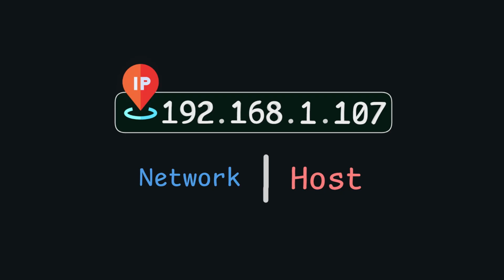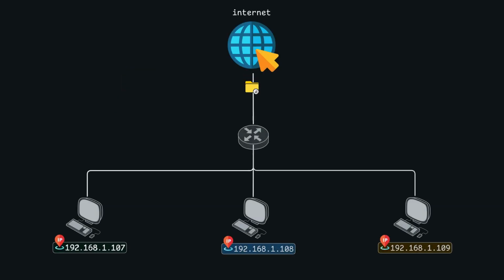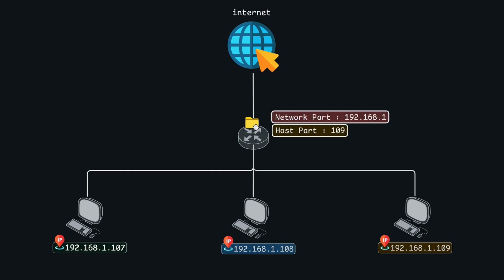Think of it like a street address. Baker Street, number 42. Baker Street is the network part, and number 42 is the host part. Without the street name, the door number is useless. Without the door number, you can't find the right building. The same logic applies to networks. A router receives a packet and first asks, which network is this going to? Network part. Then it asks, which device on that network? Host part.